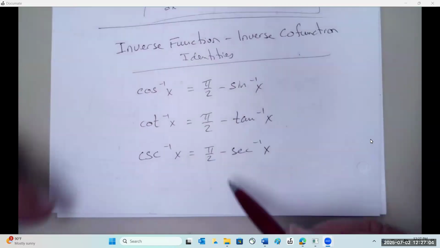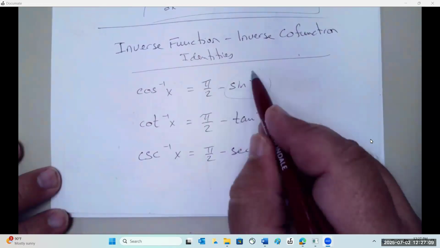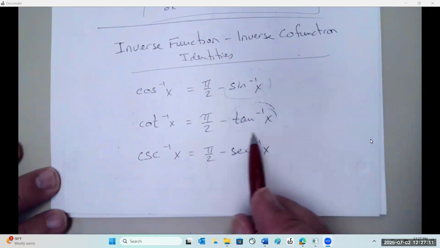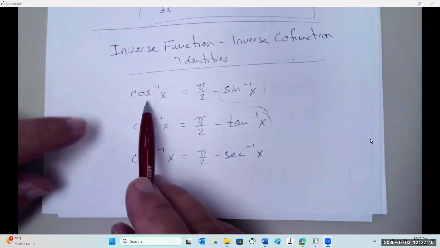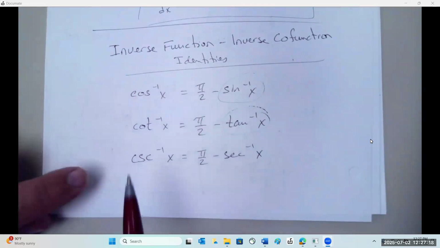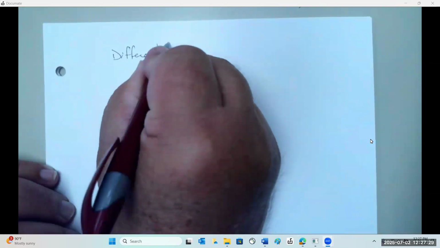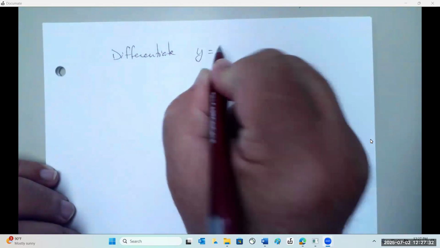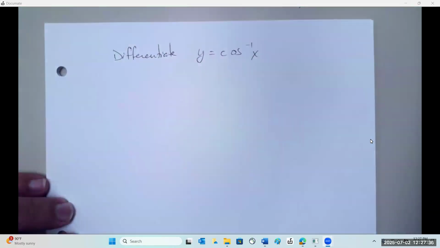So why are these important? Because right up until now, we found the derivatives of sine, tangent, and secant. We can use these cofunctions to find the derivative of cosine, cotangent, and cosecant, for example. Differentiate the inverse function of cosine.